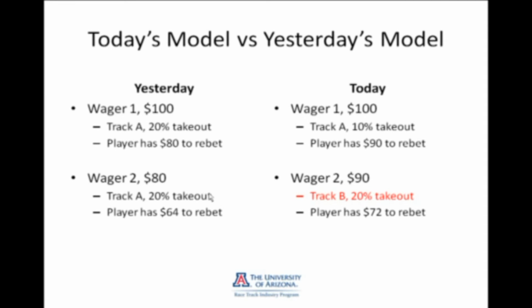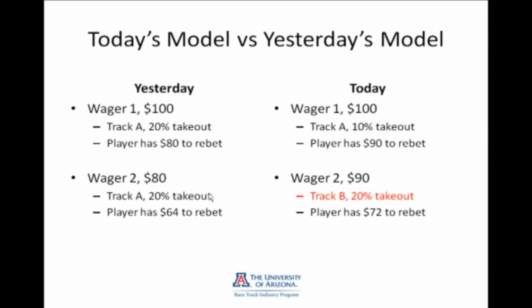Now today, if that same bet is made at track A, and let's say they lower the takeout, the players are going to have $90 to rebet. They're not going to go broke as fast in this system, and eventually it's been shown the track will make more money. But the problem is, there's nothing that says that player will take that $90 and rebet it on track A.